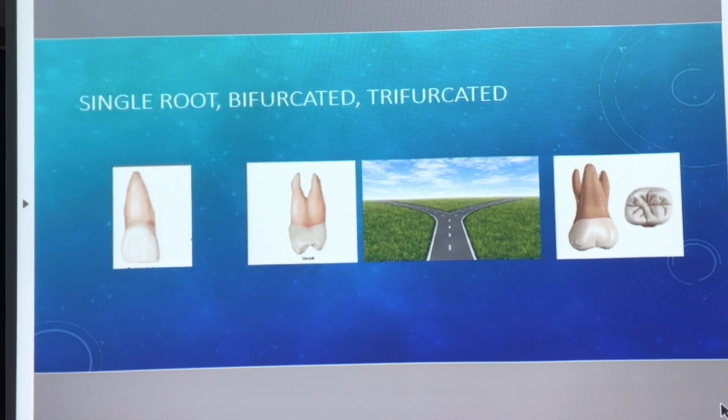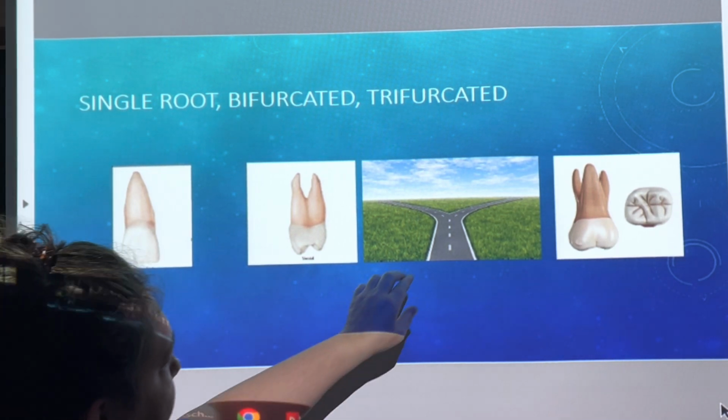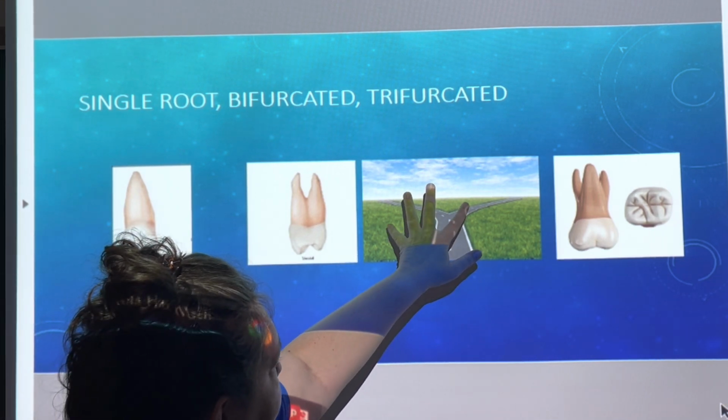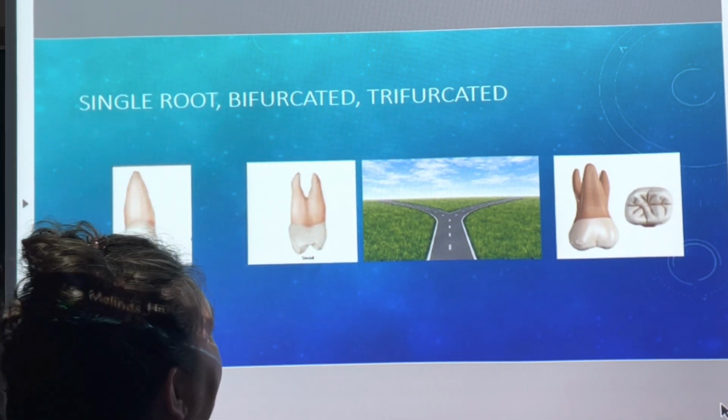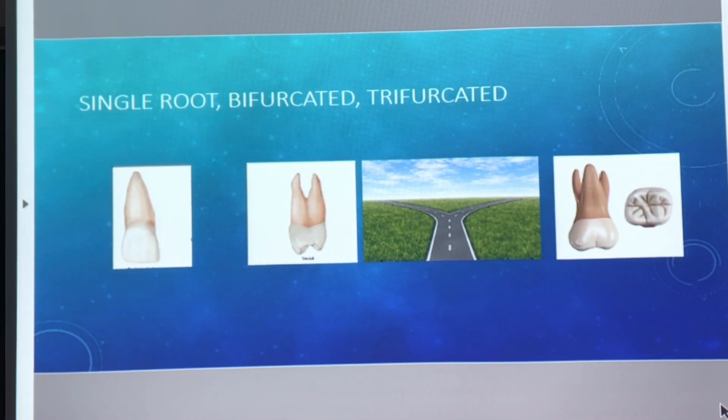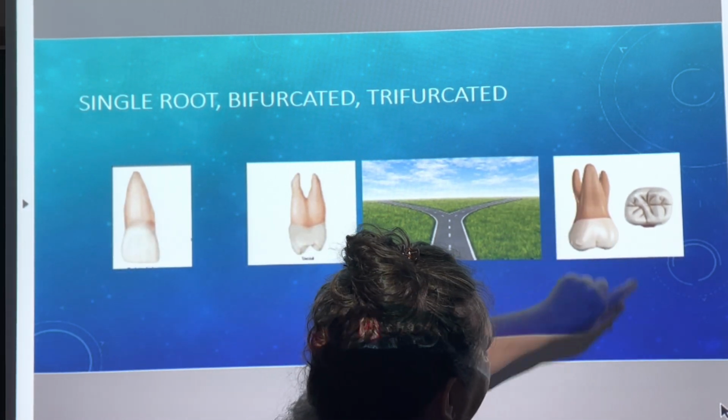Okay, the other thing that students have difficulty with is the root system. So the single root is 1. Bi means 2. That means that the root has split, and it's called bifurcated. We get that from fork. That's why, like when driving, you learn there's a fork in the road. It's bifurcated. So it's just like a fork in the road. It's 2 roots. Then you have trifurcated. Tri, like a tricycle, it has 3 wheels. This has 3 roots, 1, 2, 3.